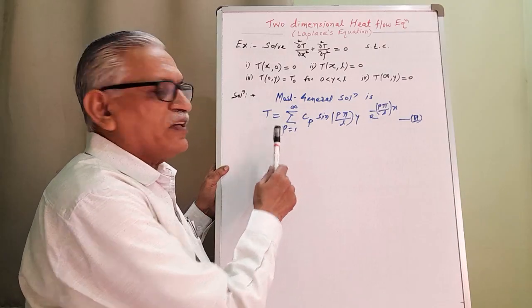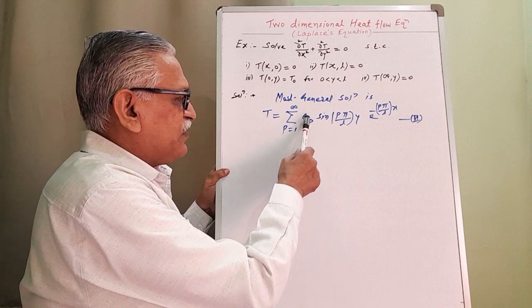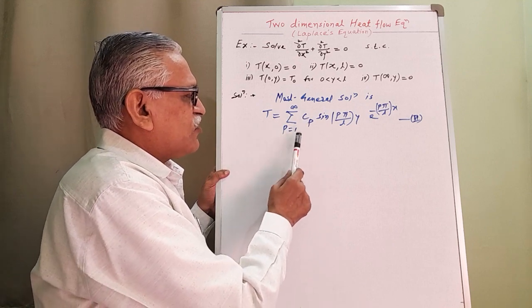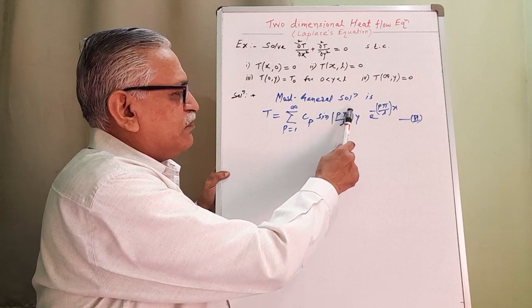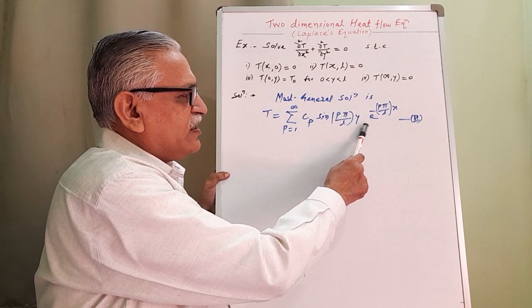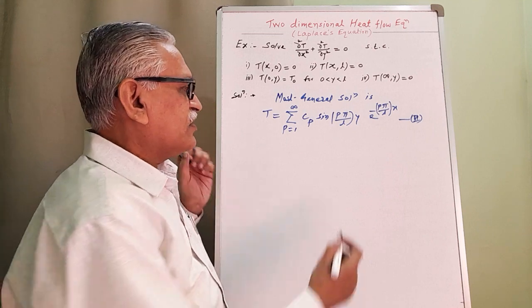From equation 5, we write down the most general solution by replacing c2' by cp. Therefore, it is summation from p equals 1 to infinity cp sine of p pi divided by L times y into e raised to minus p pi by L into x.